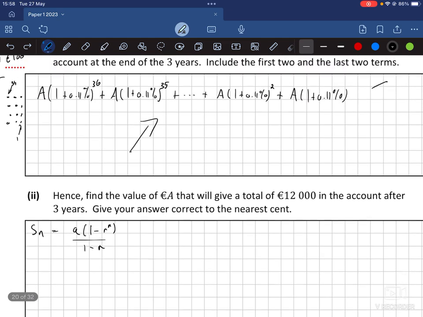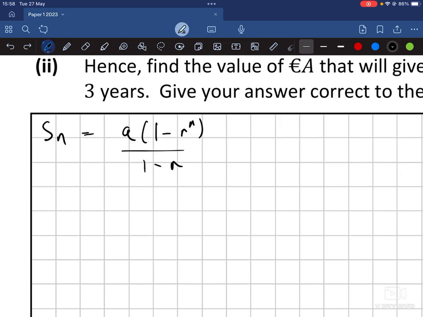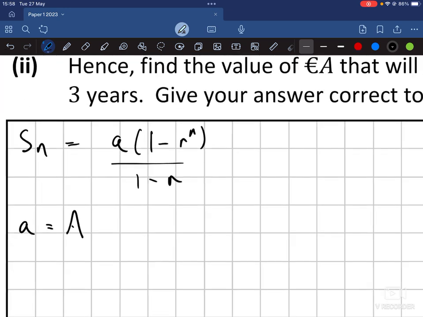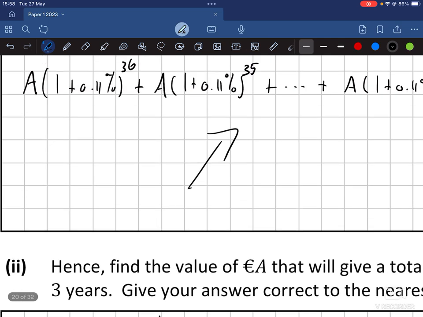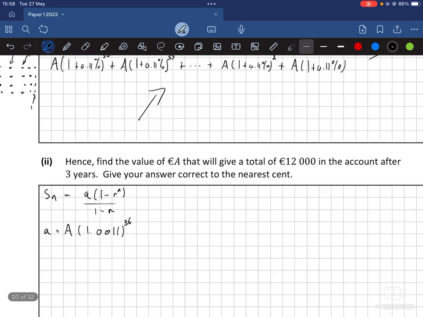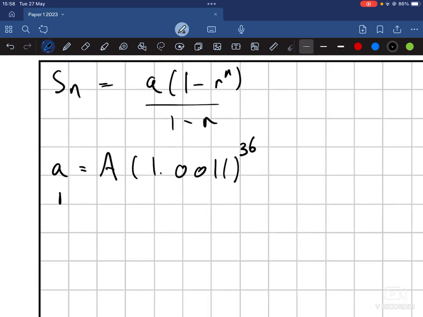So A is our first term. Okay, so let's just write out what A is. So A is our very first term, which is A. And then if we just see the way I have the plus the percent, if you put that into your calculator, it will give it to you like this. I'm just going to do this because it's going to be nicer. So this is A.